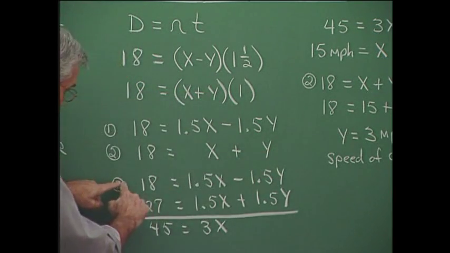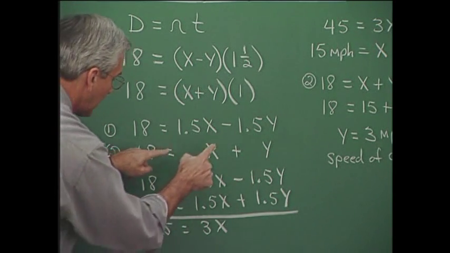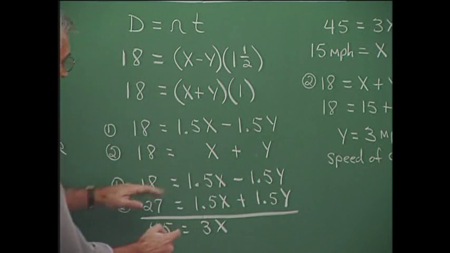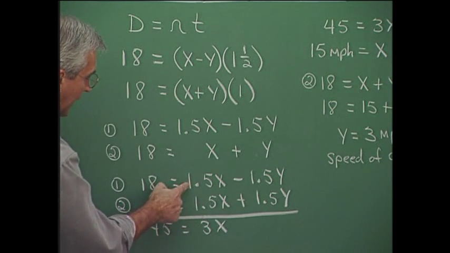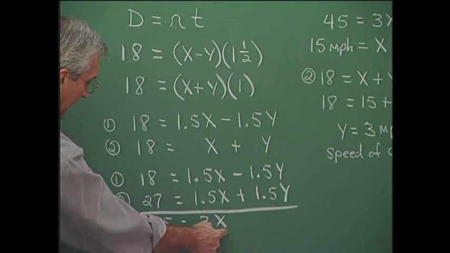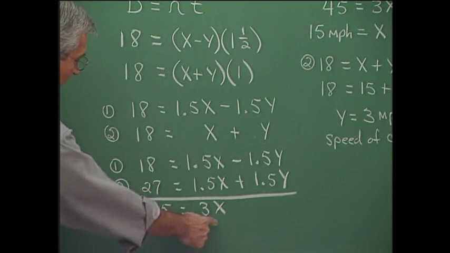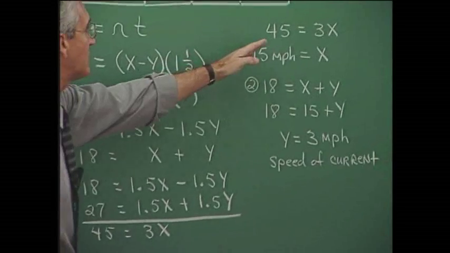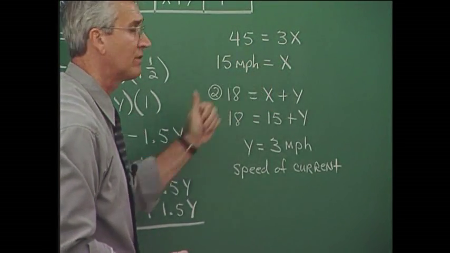So I bring down equation 1, and then 1.5 times 18 is 27. 1.5 times x, 1.5x. 1.5 times y, 1.5y. Add the two equations, 18 and 27, 45. 1.5 and 1.5, that's 3x. And the y terms go out as expected. Now I have 45 is 3x. Let's come up here and continue. We have 45 is 3x, dividing on both sides by 3, we find x to be 15.